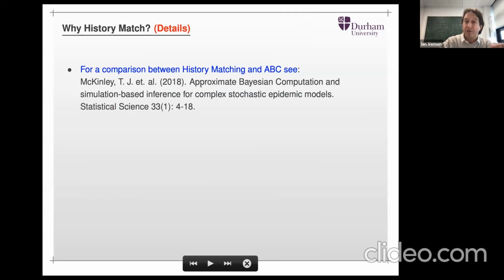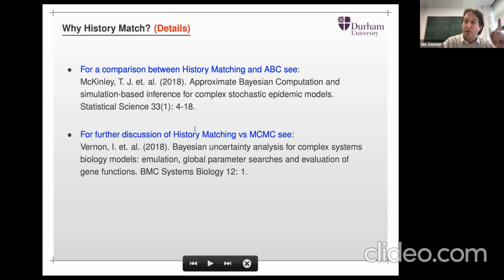All I direct you to is these two papers. This is a comparison of history matching with ABC, if you've ever used ABC. And this paper talks a lot about history matching versus Bayesian MCMC and the Bayesian paradigm. We're very happy to talk about these comparisons, but I don't think we quite have time today.